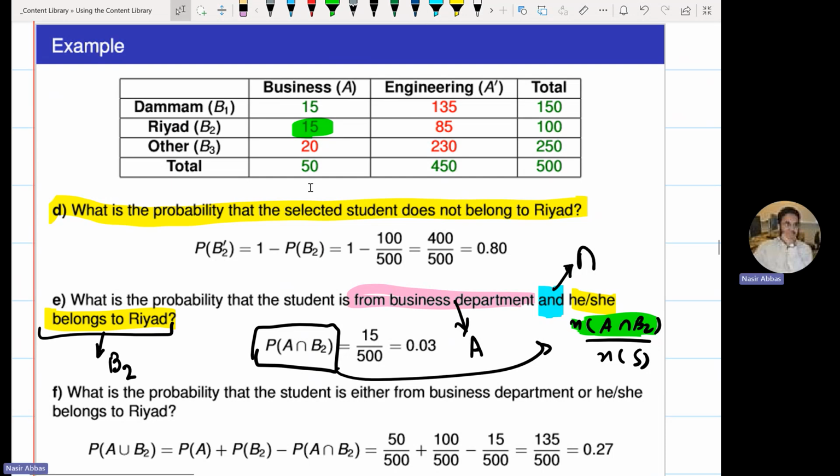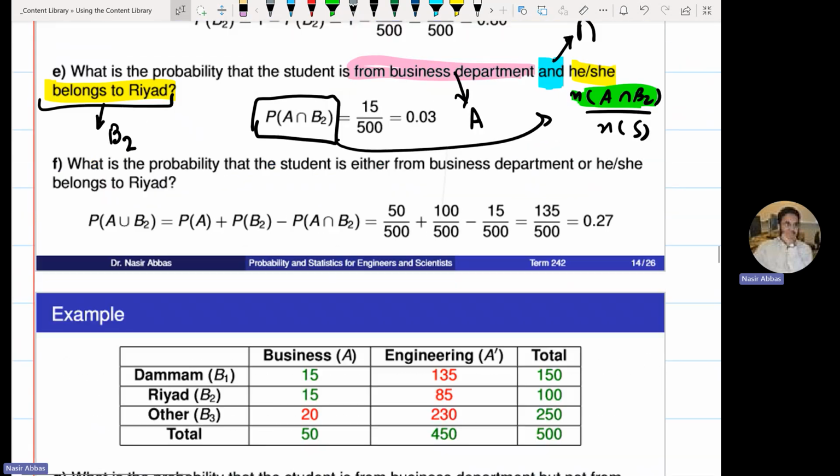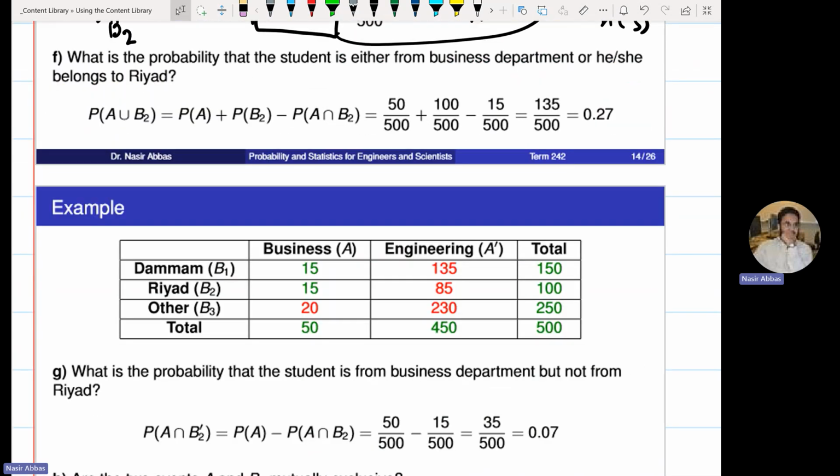Probability of A union B2 is equal to probability of A plus probability of B2 minus probability of A intersection B2. In the previous three questions, we already found probability of A. We already have B2. We already have A intersection B2. So it's just a plug-in.